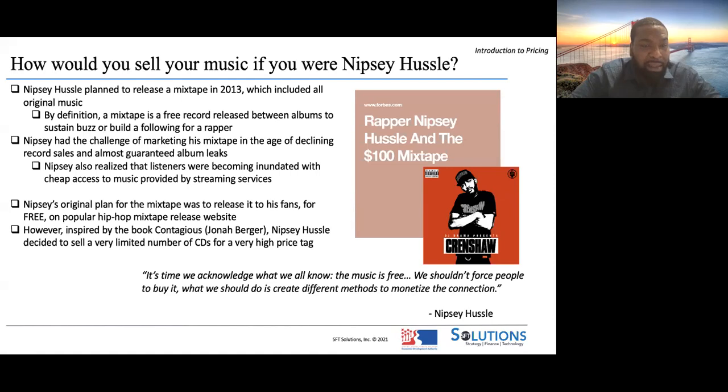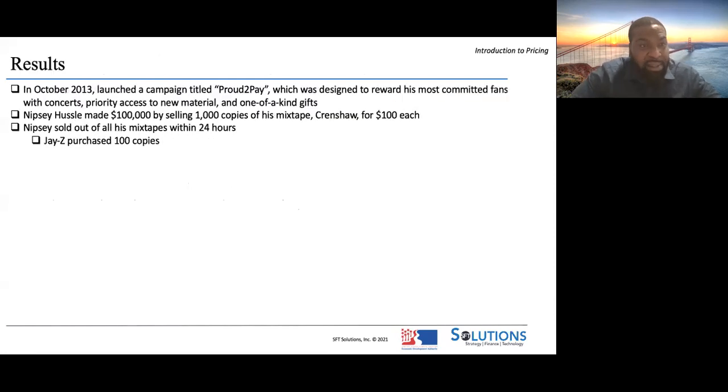So he read this book, right? It's called Contagious. But it was basically this guy that decided to sell a small amount of items for a very large price. And it's about trying to make sure that you generate buzz and create value for your consumer. It was actually pretty successful, right?